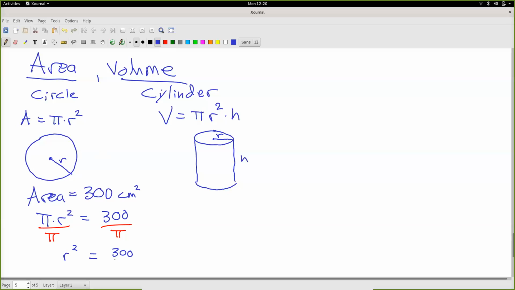So pi divided by pi is 1, so that leaves just r squared is equal to that 300 over pi. And then the next step would be to take the square root. And technically, when you take the square root of a square, it's a plus or a minus, like I was talking about before. And then we just have the square root of that whole fraction.